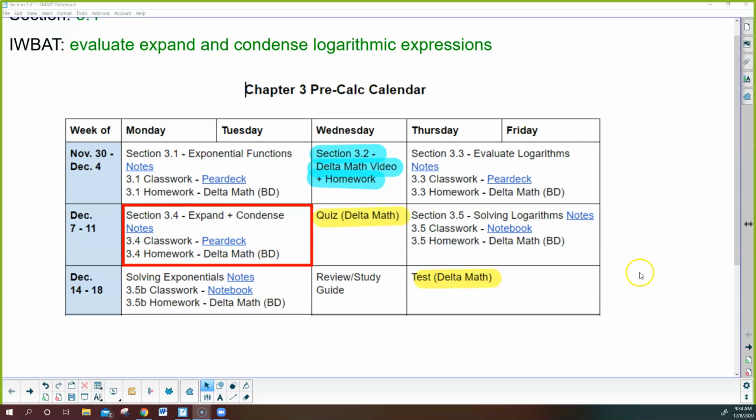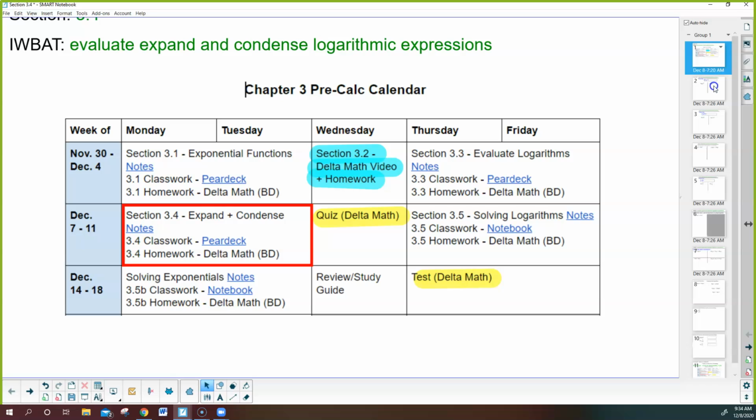All right. So we just went over the Chapter 3 calendar for December. Please make sure you're ready for anything that's coming up, the quiz tomorrow and the test a week from Friday.